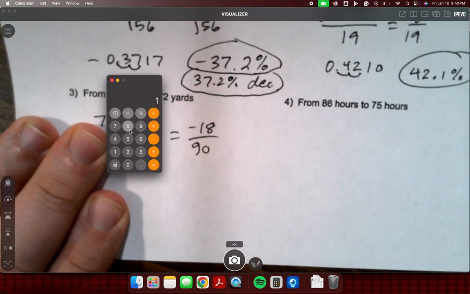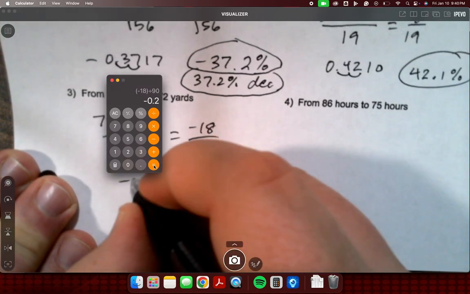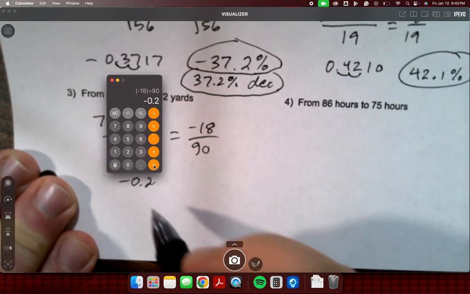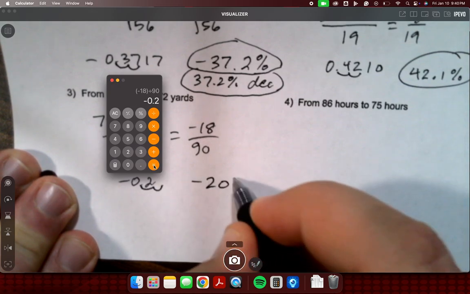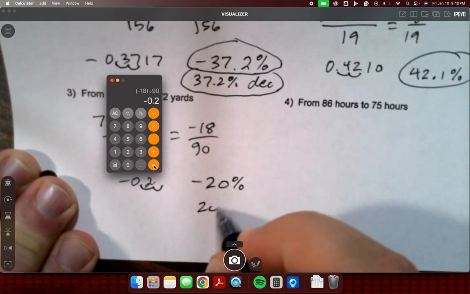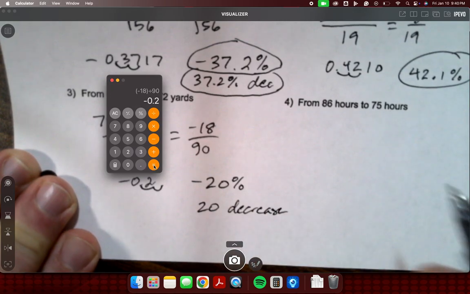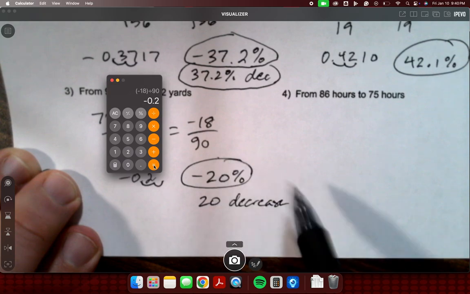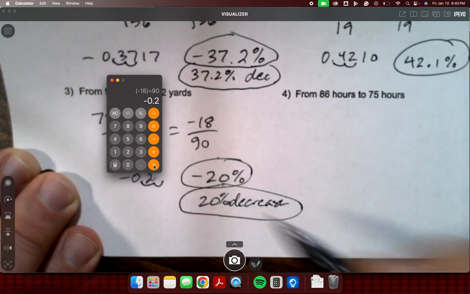So negative 18 divided by 90 is equal to negative 0.2. So when I move the decimal place over twice, I get negative 20%, or you can say a 20% decrease. And I'm writing it both ways just so you see it both ways, but you don't have to write both. You can just write one or the other. Oops, forgot the word percent, or the symbol.